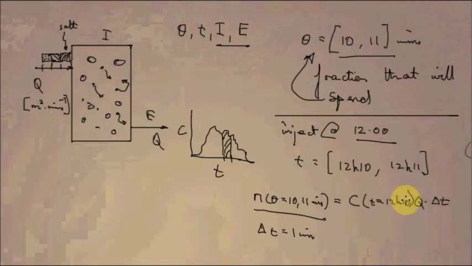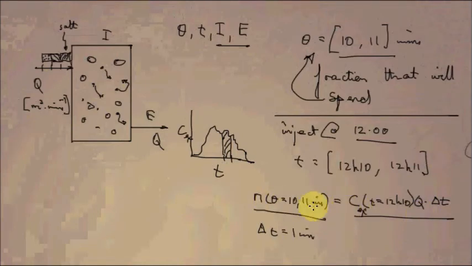So if you look at this now, the units are correct. We've got concentration, moles per cubic meter. We've got here cubic meters per minute, and we've got minutes. So the product of all that is moles. So this is the number of moles of salt that will appear at the exit, right? This is the concentration at the exit. That's the number of moles of salt at the exit in the age range 10 to 11 minutes.